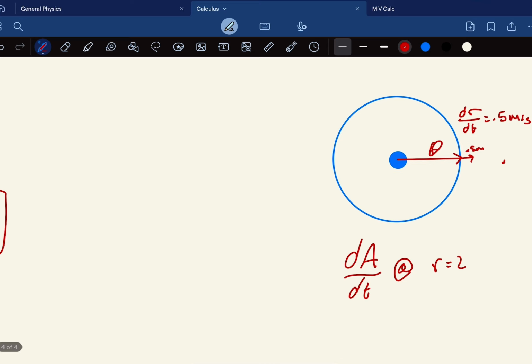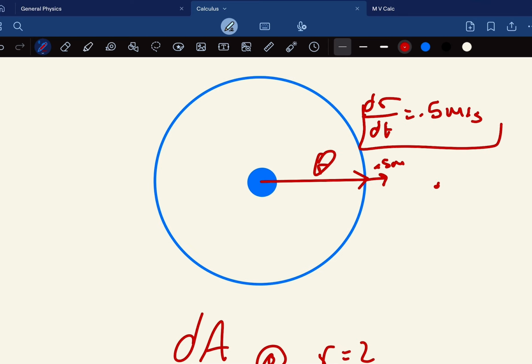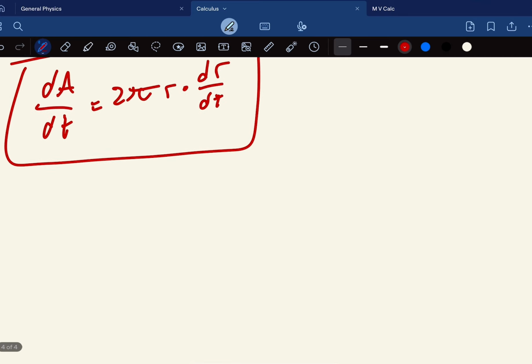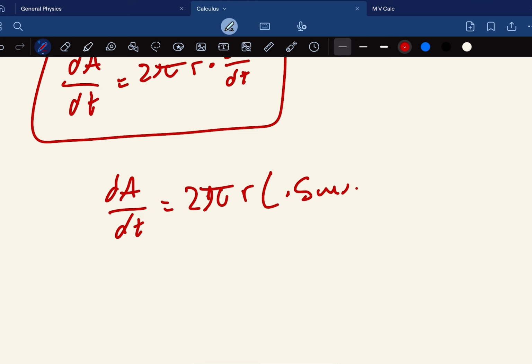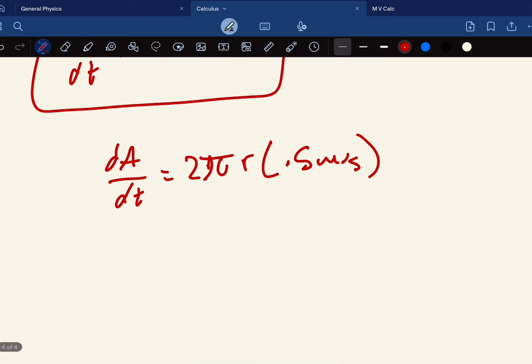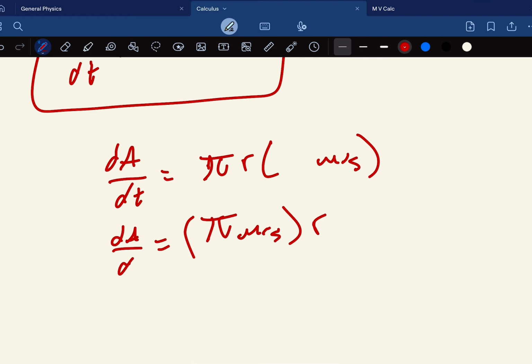So for this problem, we know that dr over dt is just 0.5 meters per second. So we can plug that into our equation for the derivative of area with respect to time, where we get that this is equal to 2 times pi times the radius times 0.5 meters per second. Now the 2 and the 0.5 cancel each other out, so you are just left with pi, which has units of meters per second, times your radius, is equal to the derivative of the area with respect to time.